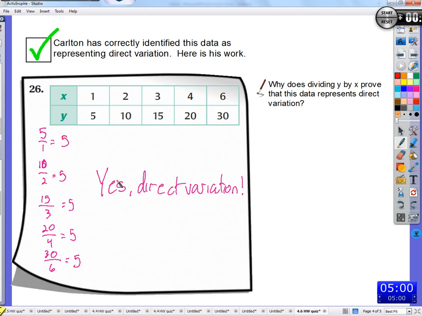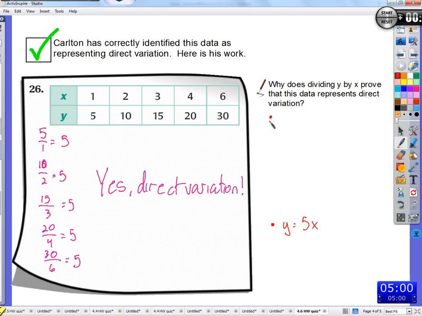I just said direct variation because y equals 5 times x. Okay, y equals 5 times x. Yeah, that's good. Did you do that on the quiz? So you said that because y equals 5x, it's direct variation. Because we're able to write it that way, we're able to always take x, multiply it by 5 to get y. That's the very definition of direct variation. That kind of sums it all up.